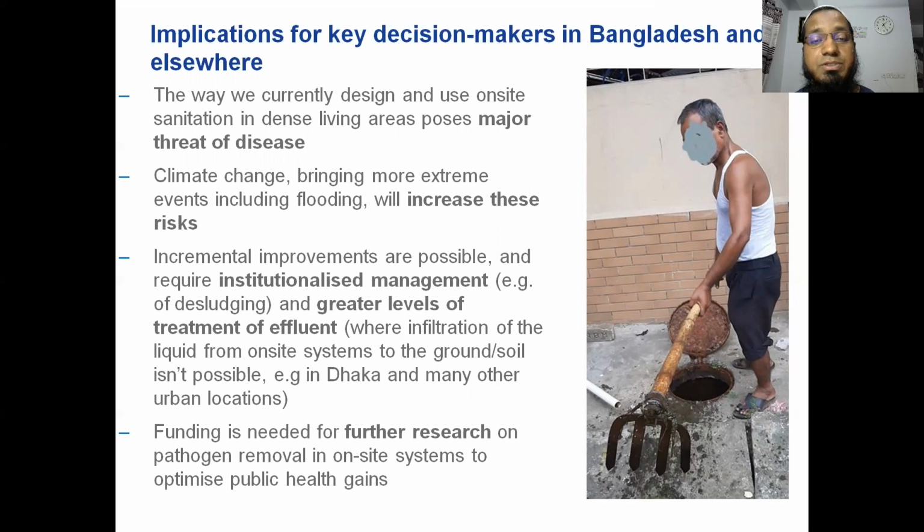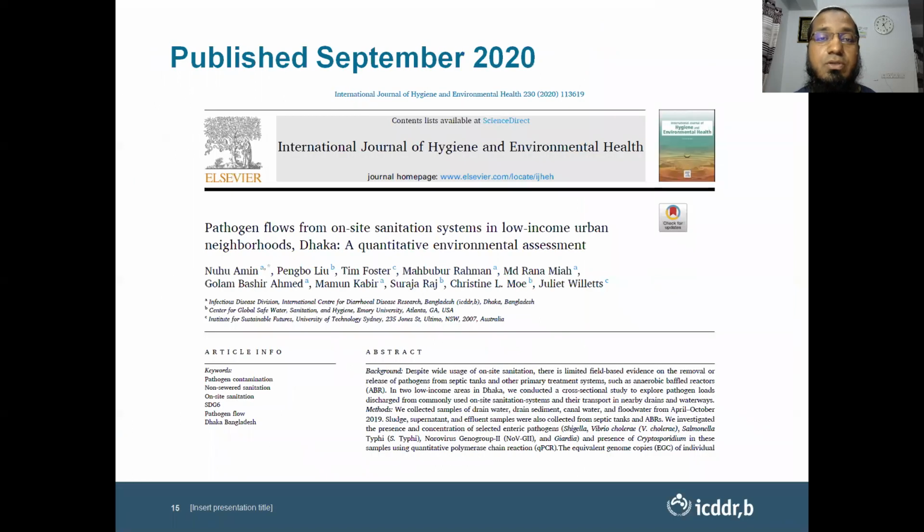For example, we didn't explore the desludging technique much because the information is not so available, so we have to explore this in the future. Also, future study is important to explore more geographical and rigorous research to get more data for this type of analysis. We published this recently, and last month this paper was published in the International Journal of Hygiene and Environmental Health.